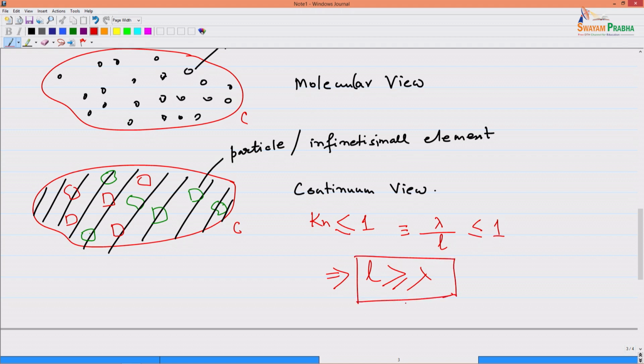So, the smallest geometric length scale has to be larger than the mean free path. Makes sense, right? Only then. That's how small you can get.